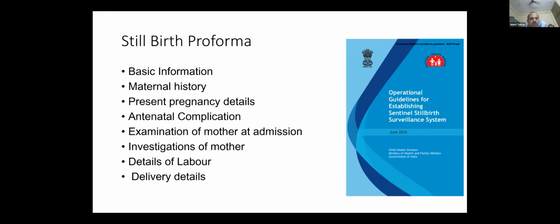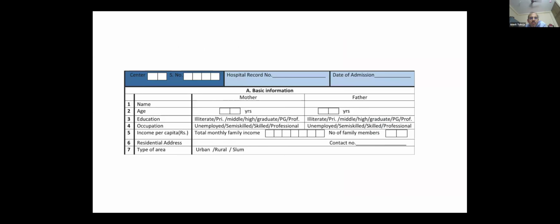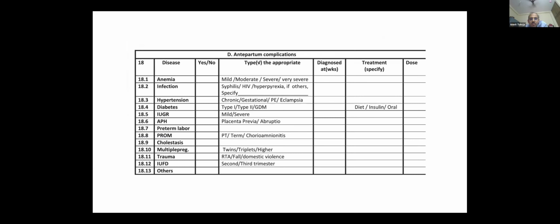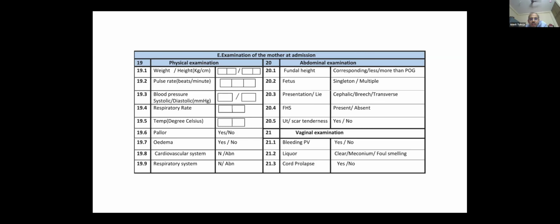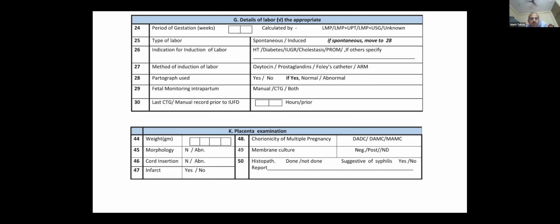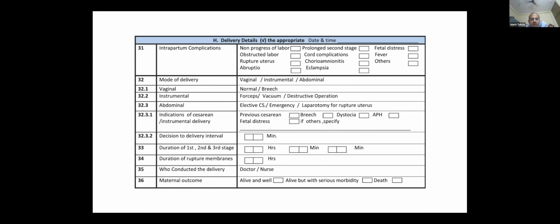That's a long proforma they have to fill that has some basic information, maternal history. So I'll just show the proforma. This is the basic information they have to write. Then the maternal history, the current pregnancy details, antepartum complications, if any, then examination of the mother, general vitals, abdomen, vaginal investigations, all the investigations of this pregnancy, then the details of labor, normal, cesarean, placenta examination, someone mentioned that also is important. Then delivery details.